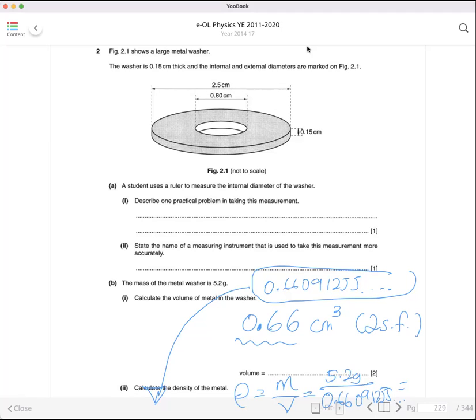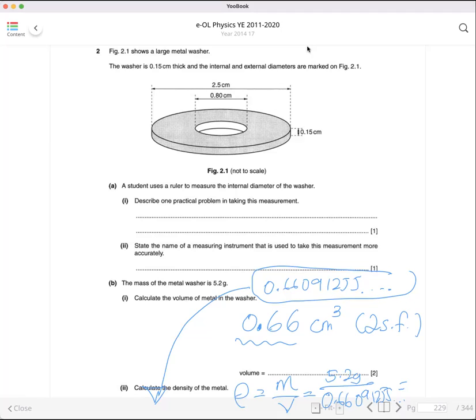Okay, Bei Kwan, you need to be consistent. Your part one, you use 2 SF, 3 SF. Then your part two, you use 2 SF. And then your unit is wrong. It's not kilogram per cm cube. Can you redo your unit, Bei Kwan?